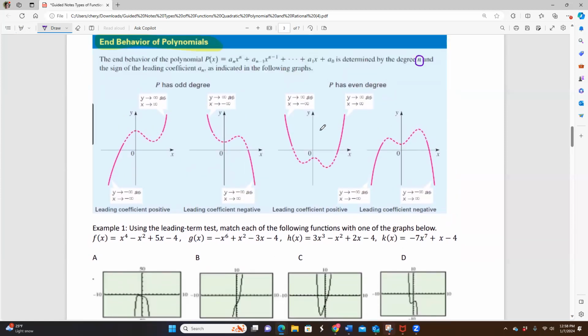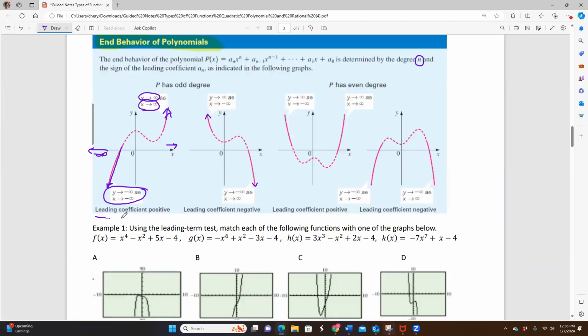So if p, your polynomial function, has an odd degree, what happens is the ends of the graph go in opposite directions. So here, these first two graphs have the ends go in opposite directions. So what that means is over here, as x is going to the left, approaching negative infinity, my y value is approaching negative infinity. That's what this says. And here, as x goes to the right, as x is approaching positive infinity, the y value approaches positive infinity. So they're going in opposite directions.